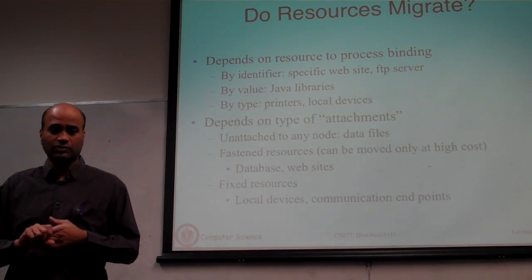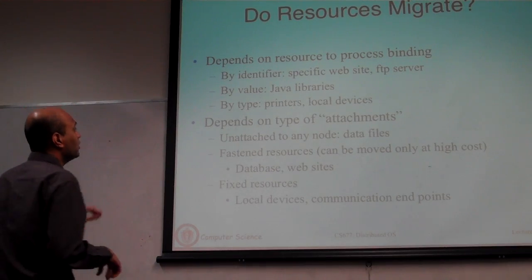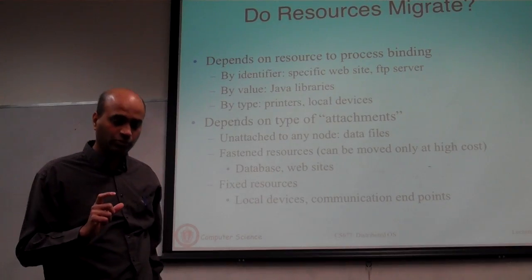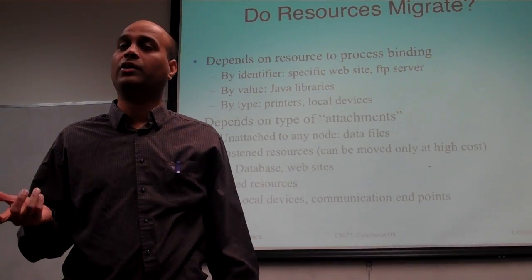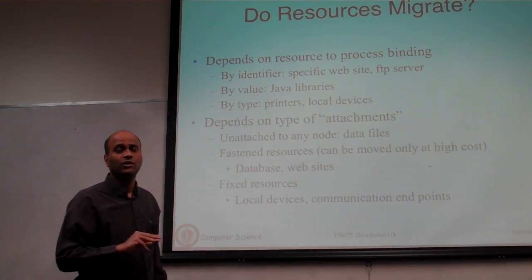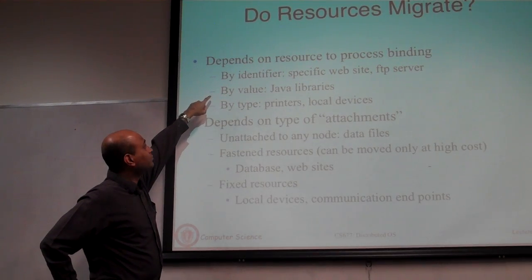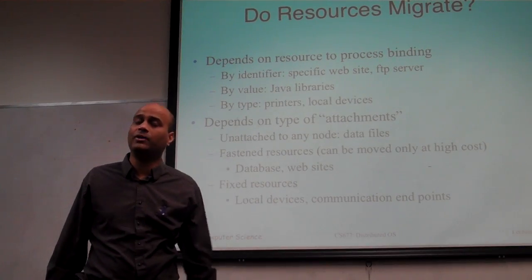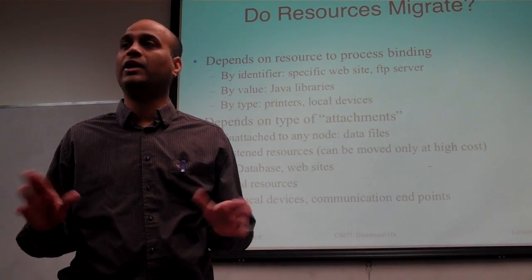So you have talked about a set of techniques. Let me go through them in a more formal way. To answer the question of how the resource can be accessed by this migrated process, you first have to understand what type of resource it is. There are three types of resources that we'll talk about: the resources that you bind by identifier, bind by value, and bind by type. So what does binding mean? Binding essentially means when you try to access a resource, you provide a name for the resource.